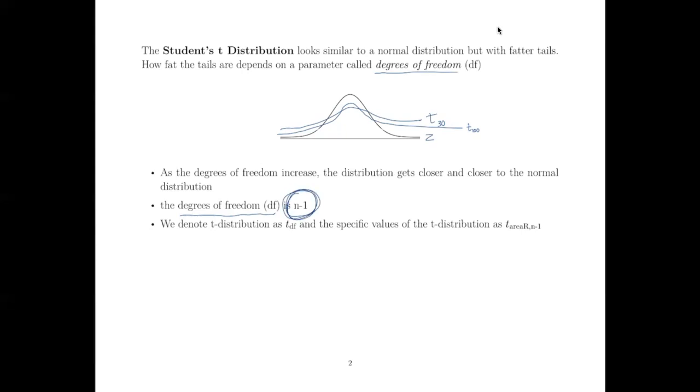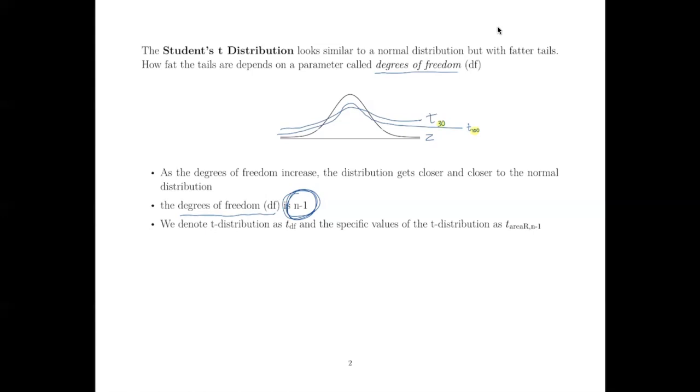Okay. And we generally are going to denote the t-distribution as t and then a little degrees of freedom. In fact, I already kind of did that up here, right? This was the t-distribution with 100 degrees of freedom and the t-distribution with 30 degrees of freedom. So that sort of represents the entire distribution.